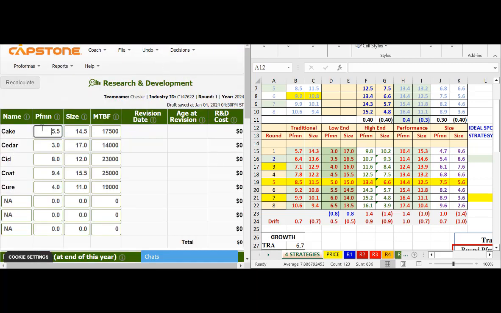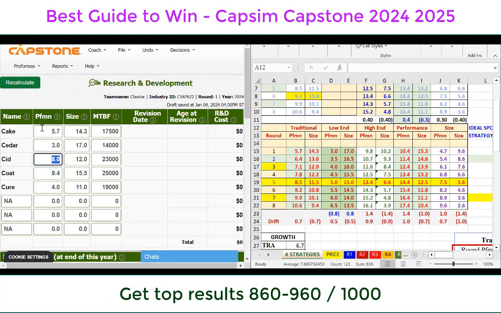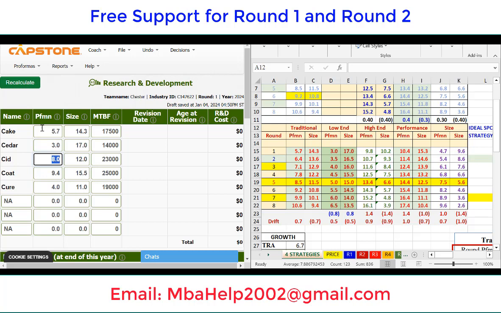So now we are going to update the product for round 1. You see 5.7 and 14.3. Low end we don't update the product because low end requires 7 years to sell best. So low end we will update one time in round 3.